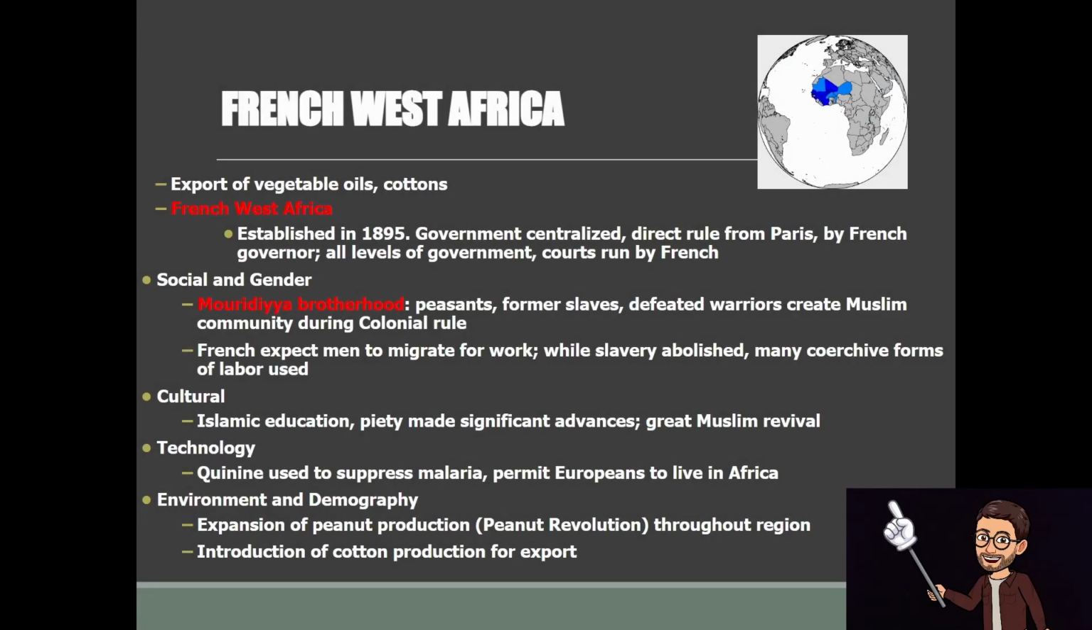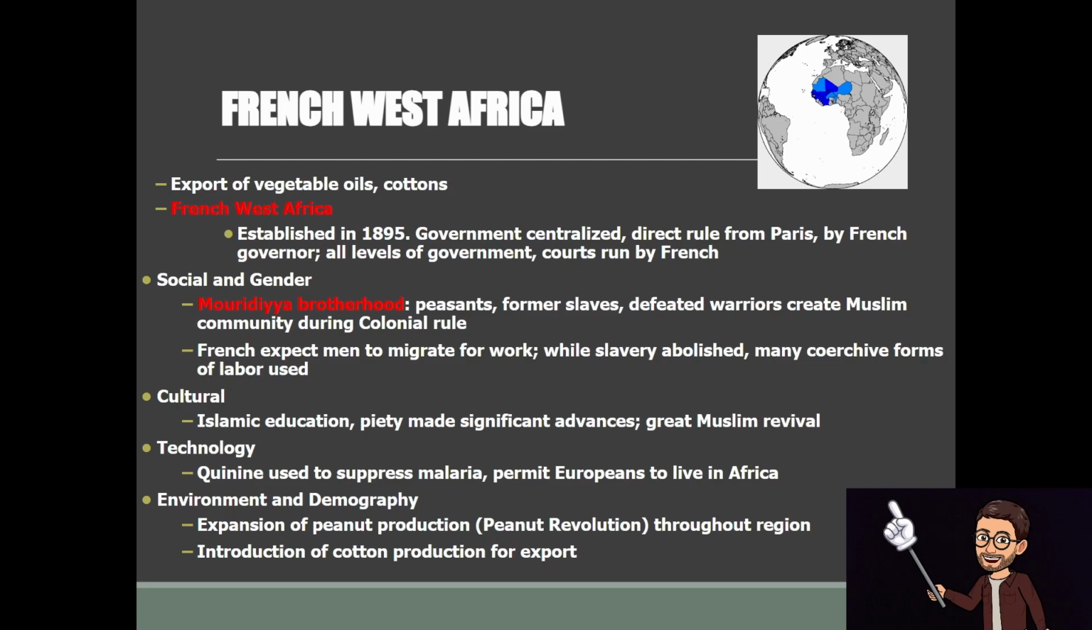So let's start with the French West Africa. Now, the French West Africa is really going to be known for its export of vegetable oils and cottons. By 1895, the French government will set up a centralized direct rule from Paris. All levels of government, the courts, everything is going to be run by the French.